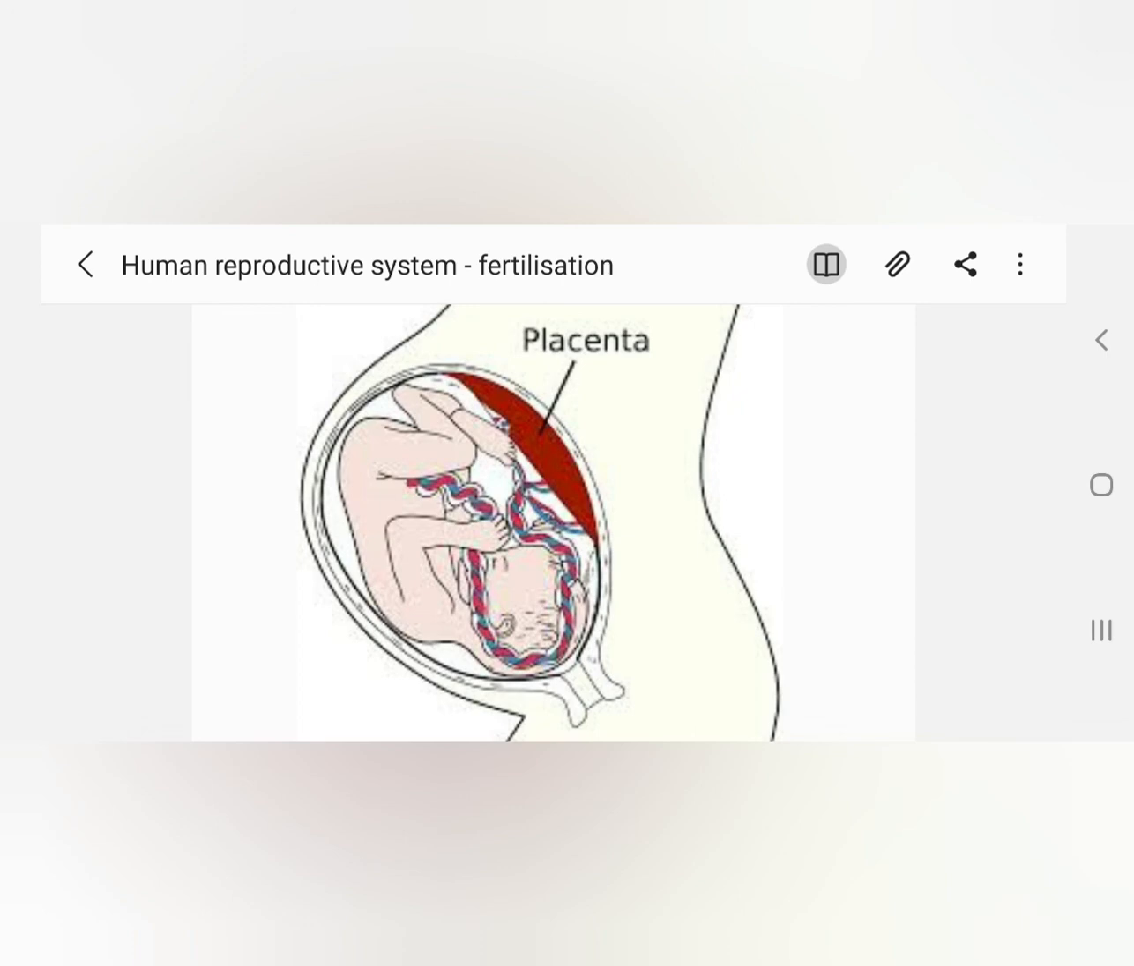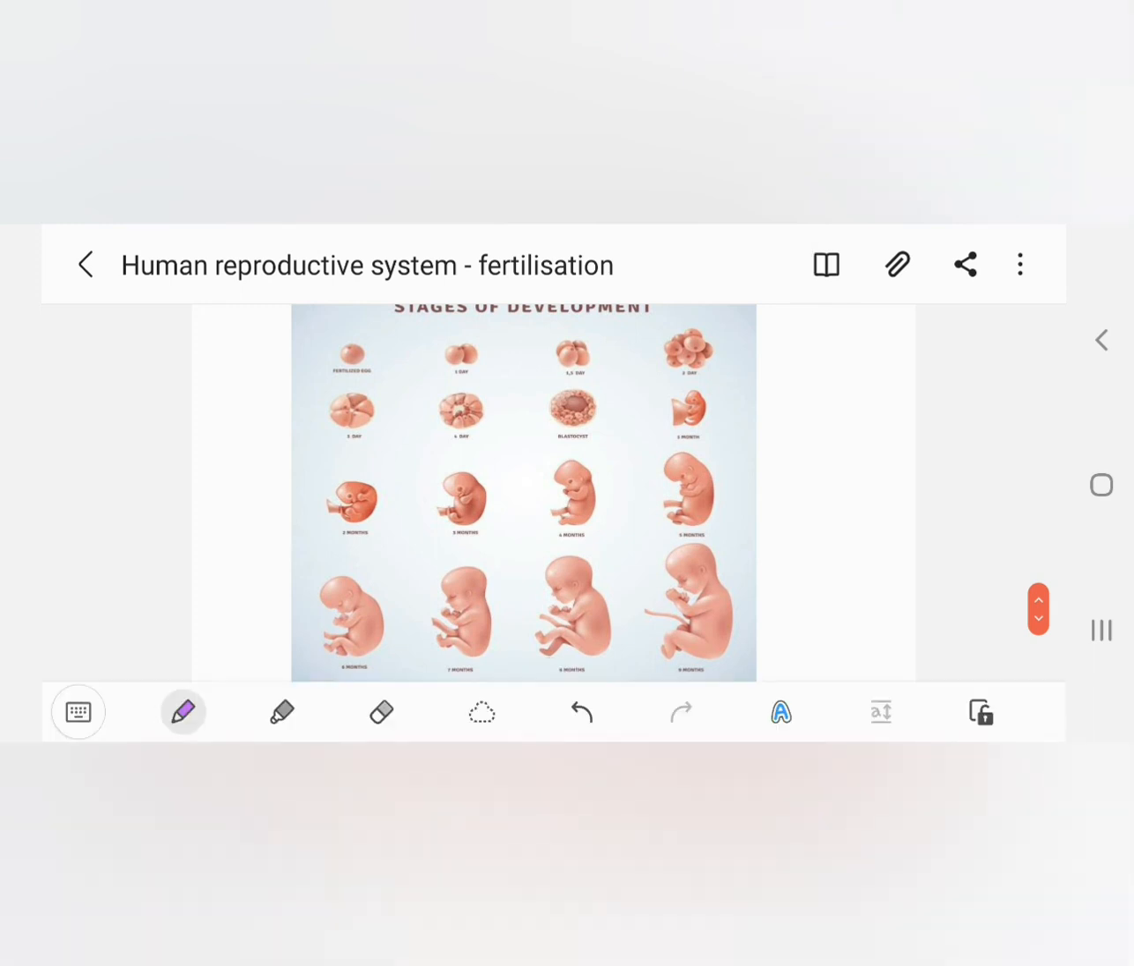Here we can see various stages of development. See here, these are all various embryonal stages. If we observe embryos of fish, frog, reptiles, aves and mammals, in all these chordates, the early stages are alike. It indicates that all the chordates are developed from common ancestors. Means the study of these embryos also provides embryological evidences for evolution.